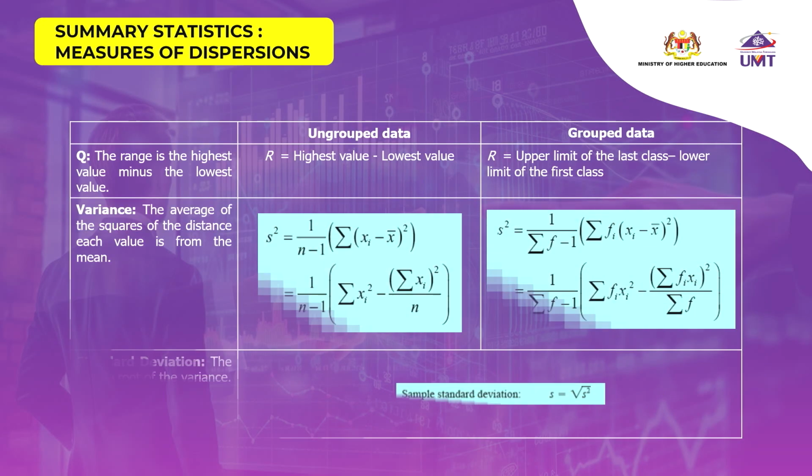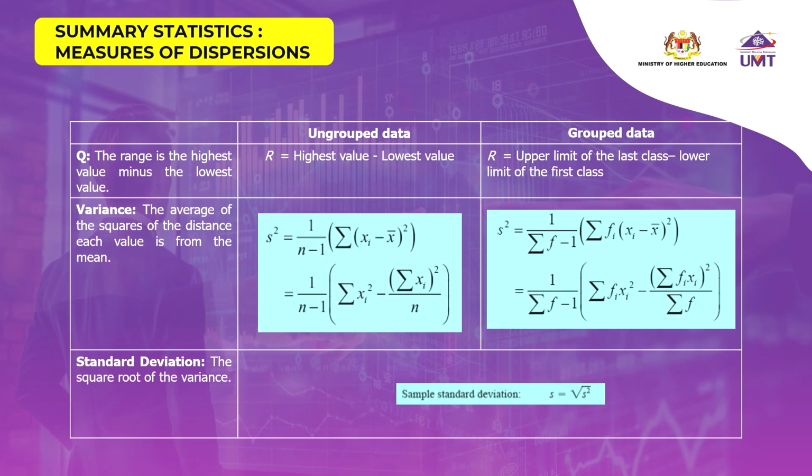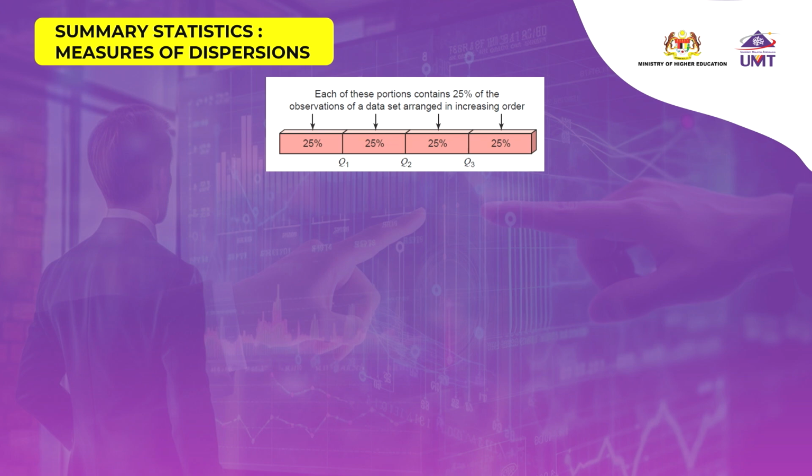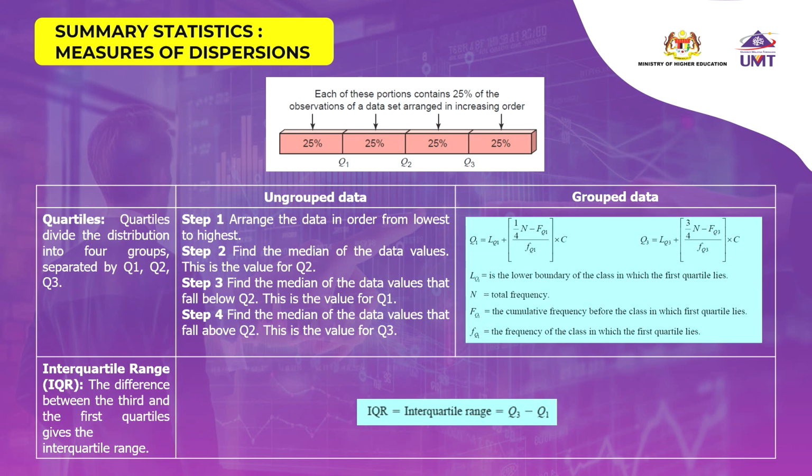Dispersion tells us how spread out our data is. Common measures include range, the difference between maximum and minimum, variance, the average squared deviation from the mean, standard deviation, the square root of variance, quartiles divide the distribution into 4 groups separated by Q1, Q2, and Q3. Interquartile range, the difference between the third and the first quartiles. High dispersion indicates more variability in your data.